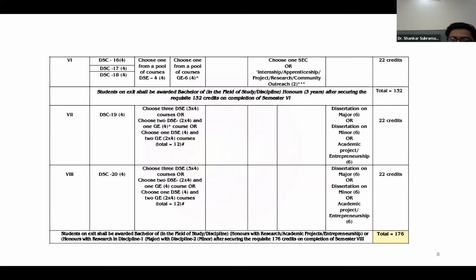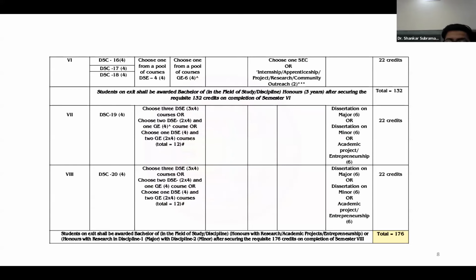So 12 plus 4 becomes 16. Here it was 4 plus 4, 16. Now here it is 4 plus 12, 16 and a major dissertation of 6 credits. That major dissertation will be semester wise. So it will be of 6 credits here. It could be a major dissertation of 6 credits or a minor dissertation of 6 credits or an academic project or an entrepreneurship project of 6 credits.